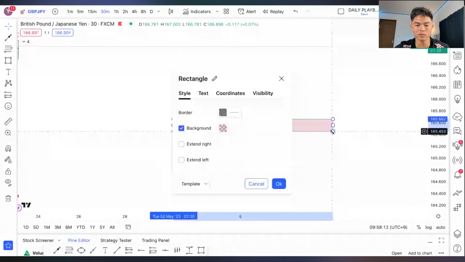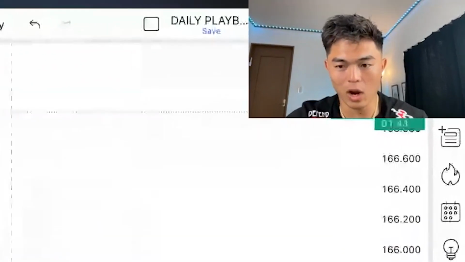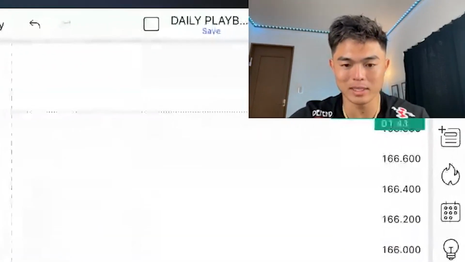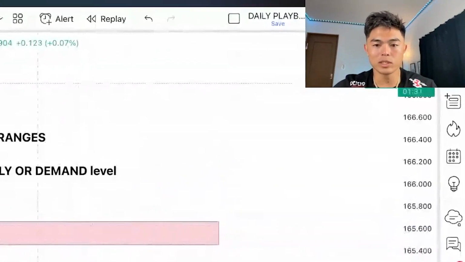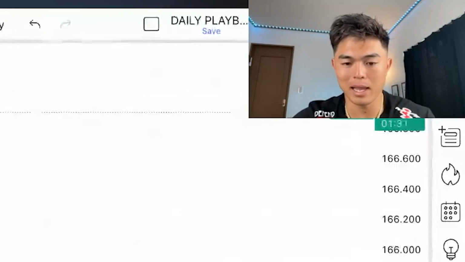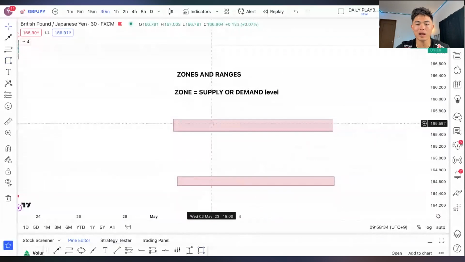In simple terms, what supply and demand literally means is that supply is basically our resistance and demand is basically our support. At a supply level, there's a lot of sellers. At demand levels, there's a lot of buyers. What we do is first identify our supply and demand. Once we've identified supply and demand, now we have to figure out the range.